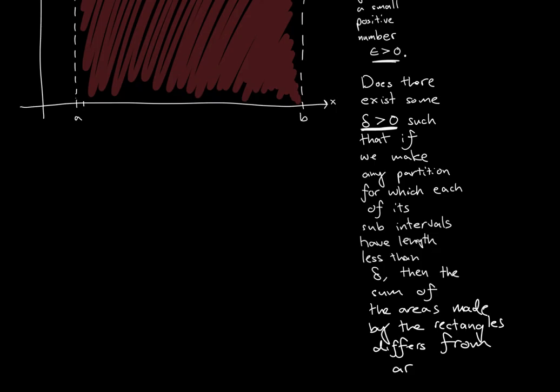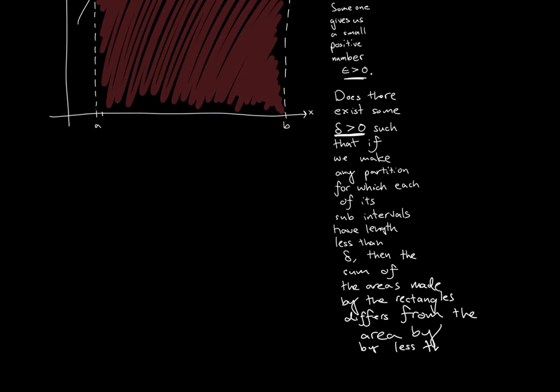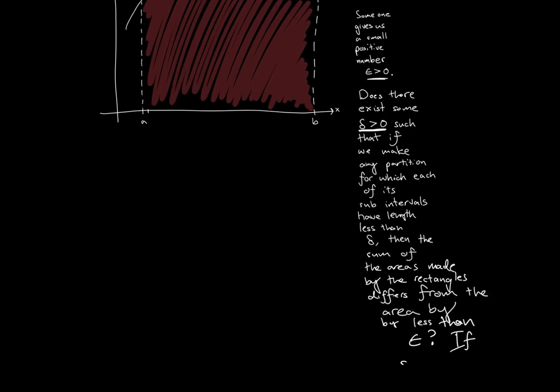Let me make sure I'm making a complete sentence here. Does there exist some delta bigger than 0 such that if we make any partition for which each of its subintervals has length less than delta, then the sum of the areas made by the rectangles differs from the area by less than epsilon? If so, then the function is integrable.